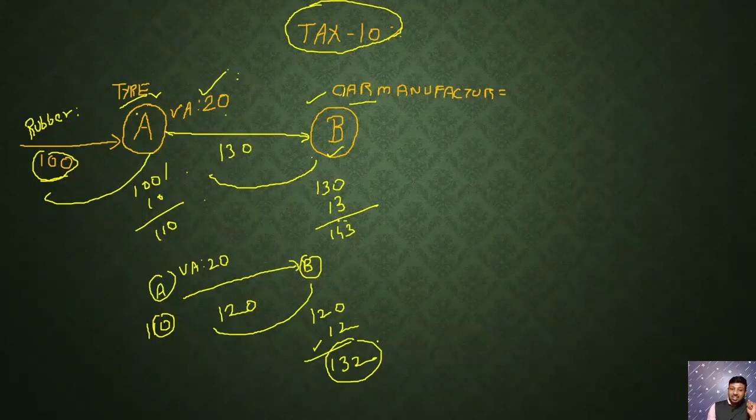By this way, only 132 rupees is being charged. In the previous case, it was charging 143 rupees. Because of removing the tax on tax, the amount has been reduced. Therefore, the consumer will be happy and everybody will benefit.